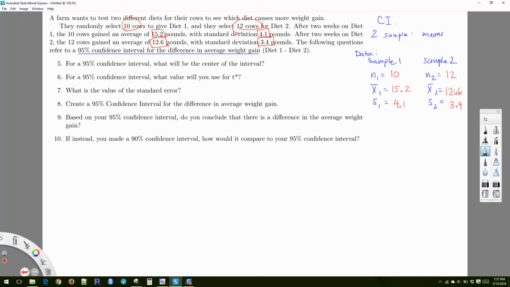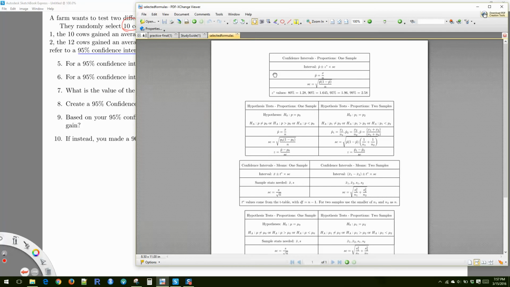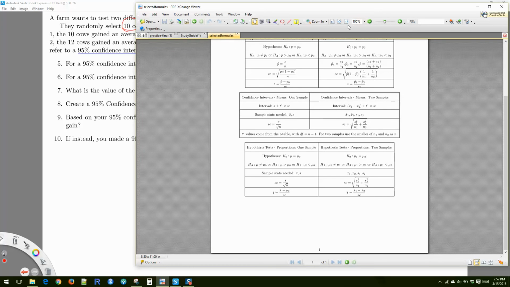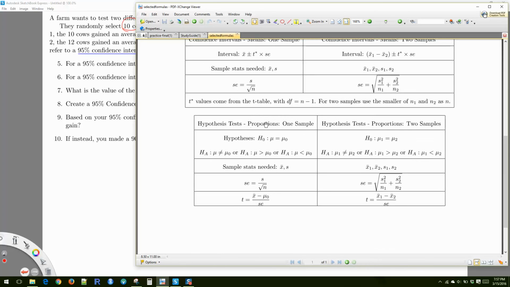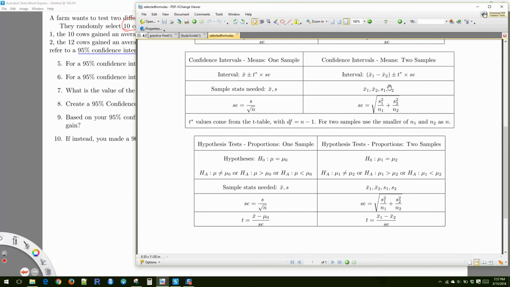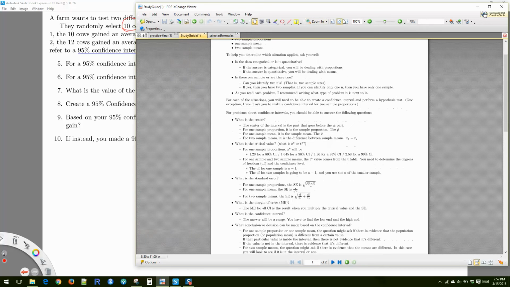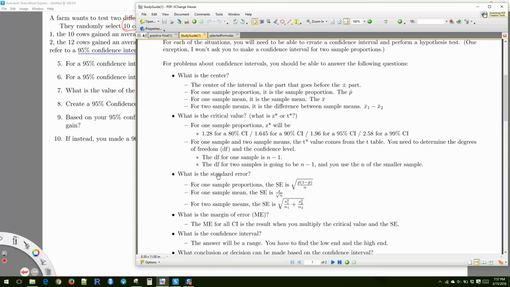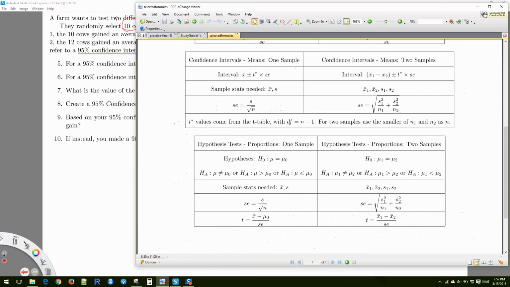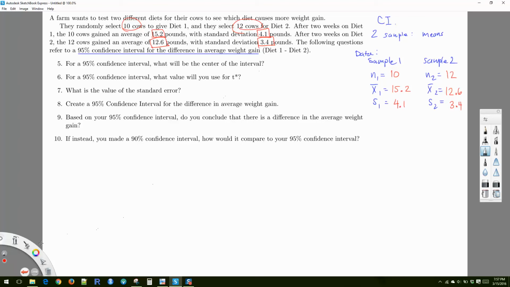You can use either the study guide or the practice formula sheet. And I apologize, I've made a mistake. This says proportions. It should say means here, and this should say means. But I think it should make sense. So we've got confidence interval, means, 2 samples. This is the formula we're going to use. Or you can go through each of these things: what's the center, what's the critical value, and all of this. So what will the center of the interval be?